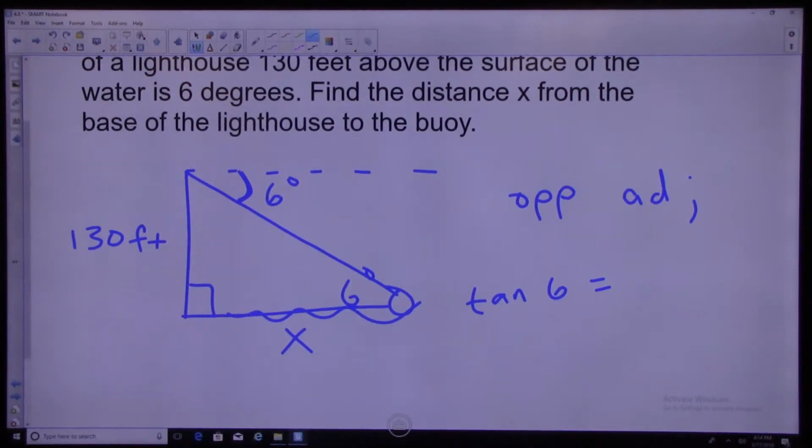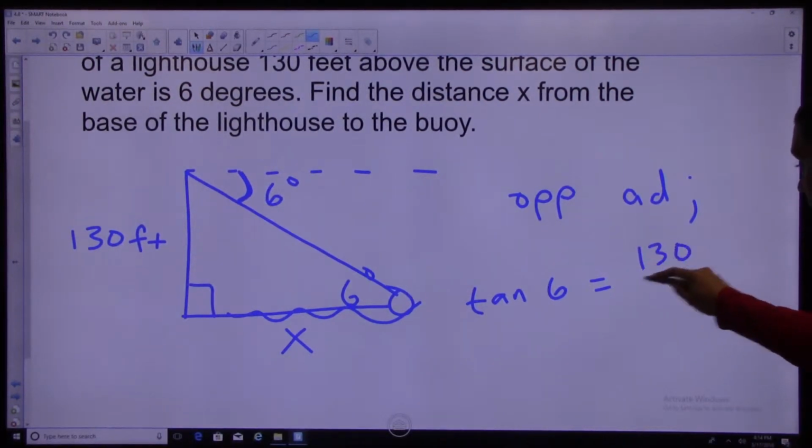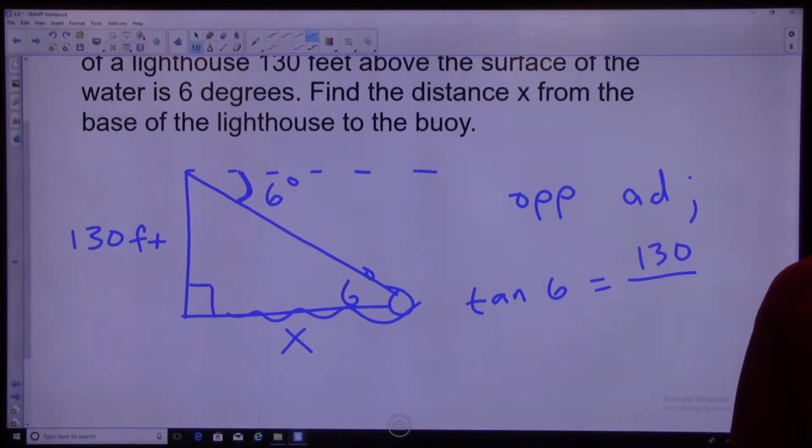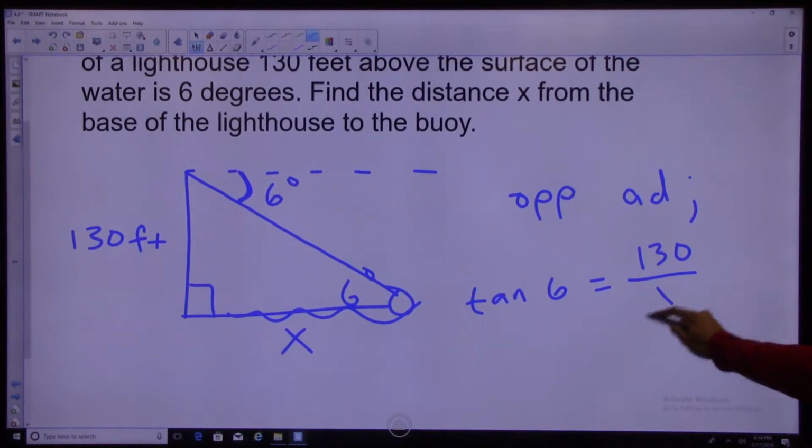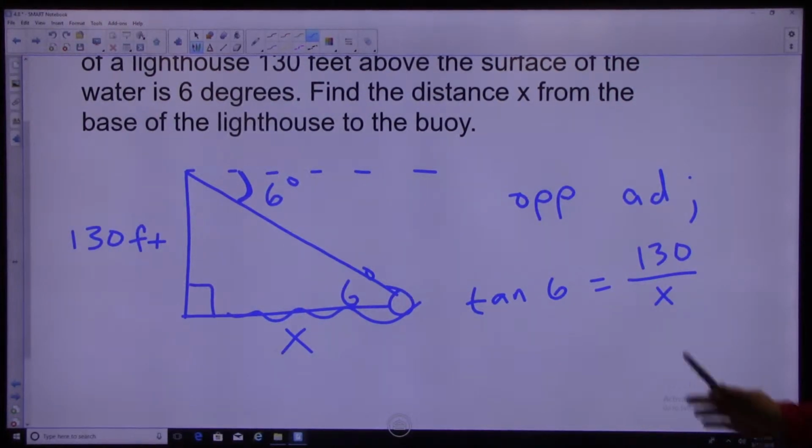Okay, the opposite side is 130. What is the adjacent side? Hopefully you said x. And there we go. All we got to do is solve this. So this is just an equation.